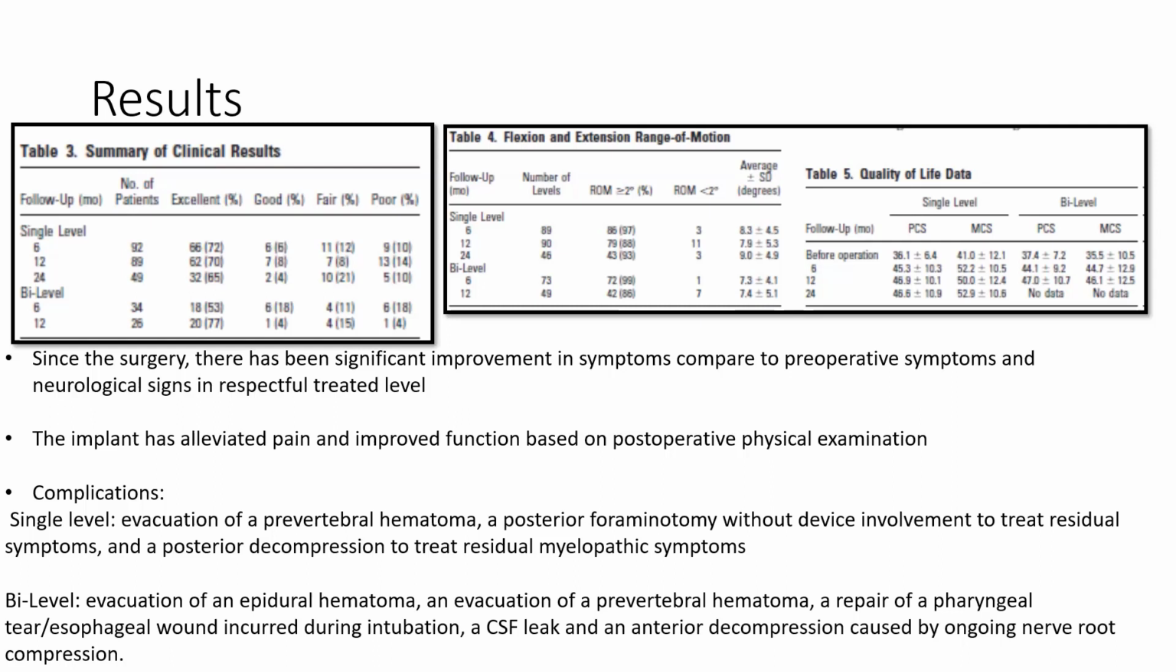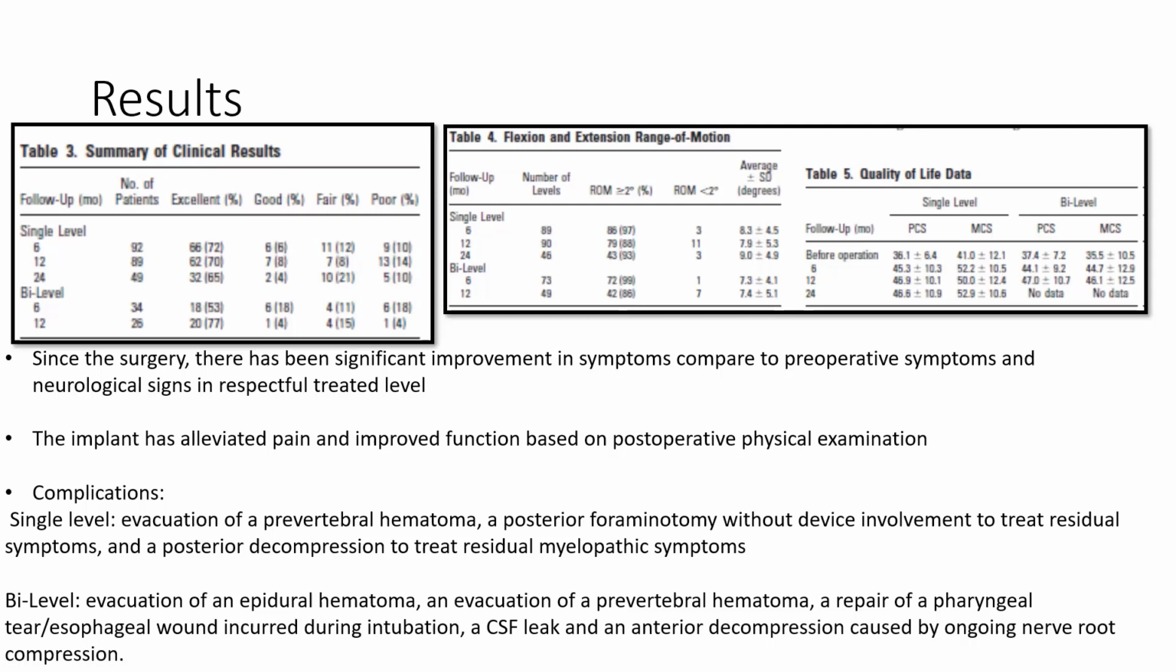And of course, some of the complications that were reported during the study from the single level were excavation of a primary hematoma, posterior foraminotomy without device involvement to treat residual symptoms, and posterior decompression to treat residual symptoms. Sometimes it could be due to hypercoagulability, some bleed that led to a hematoma, as well as if the prosthesis itself had any kind of shift or motion change over time, which kind of causes further pain like spinal cord compression or anything of that nature.